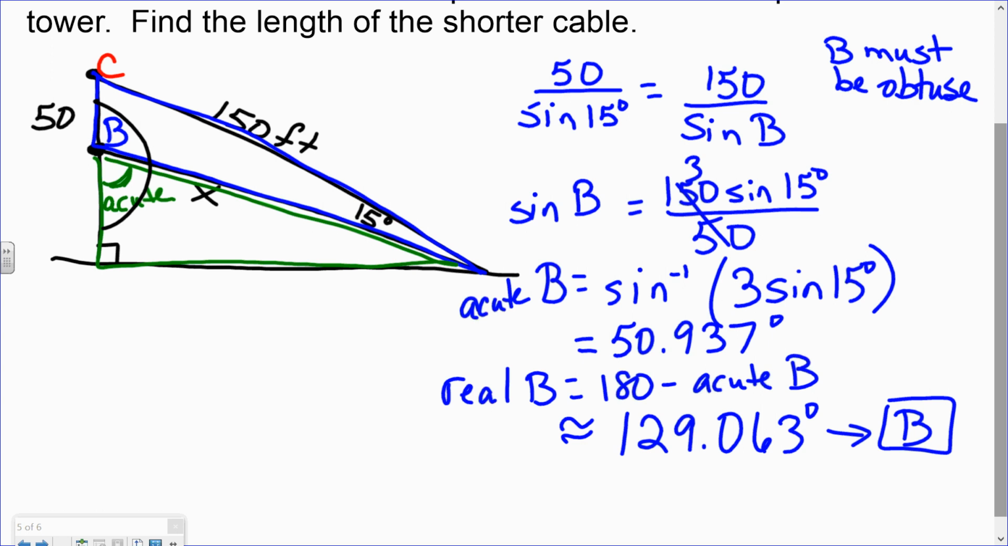Okay, we want to get x. And I just made a reference that x and C are across from each other. So what can I do? Have an idea, Mia? So let's go ahead and get that angle C using triangle sum. It will be 180 minus 15 minus that B that we just found.